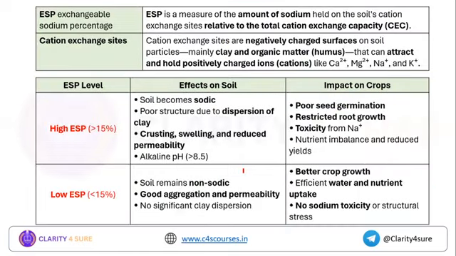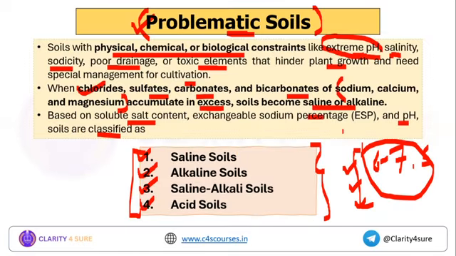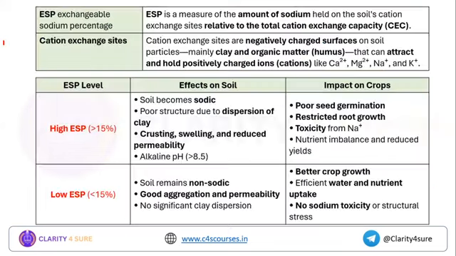Before that, let's discuss the ESP and soluble salt content, because these terminologies are important for you to understand the classification. ESP is the exchangeable sodium percentage. So what is this? ESP is a measure of the amount of sodium held on the soil's cation exchange sites.